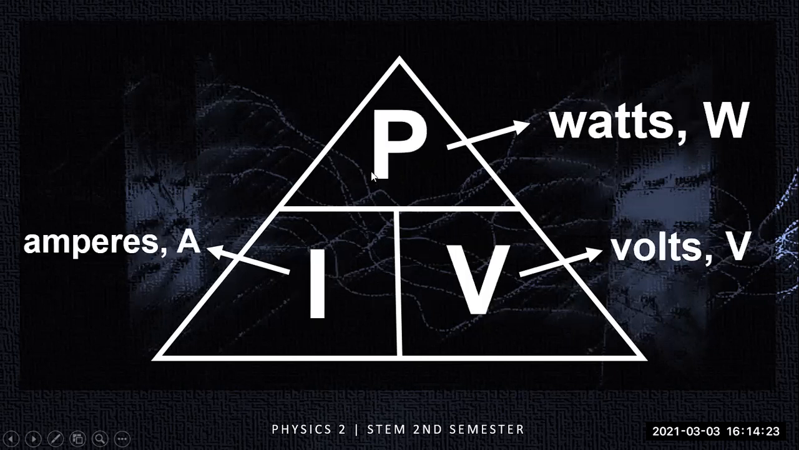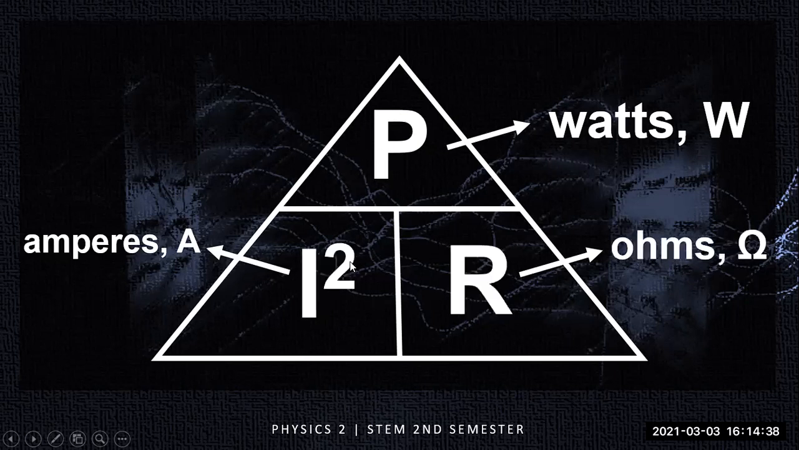How about this one? We have here P, I, V. So if we're to compute power, we multiply current and voltage. If we're to compute the current, we divide P over V. If we were to compute for voltage, we divide P over I.